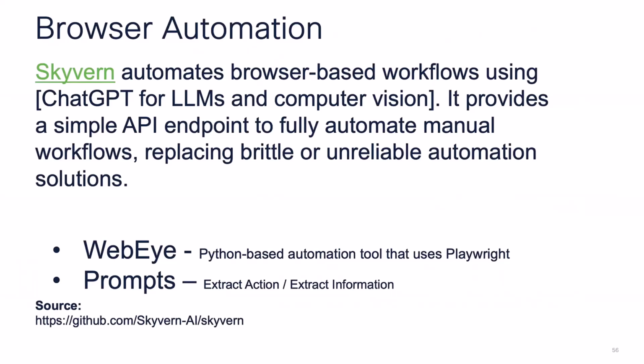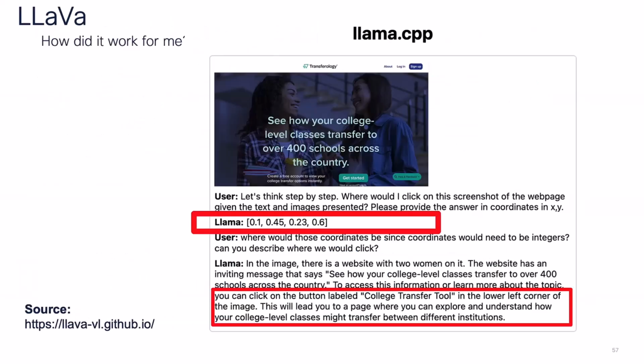So I haven't played enough, but as an initial pass, I decided, okay, well, if I just take screenshots, how does that look for me? If I have this screenshot of Transferology, for transferring classes, I said, hey, what are the coordinates for where I would click on the screenshot, given the text and the image presented?